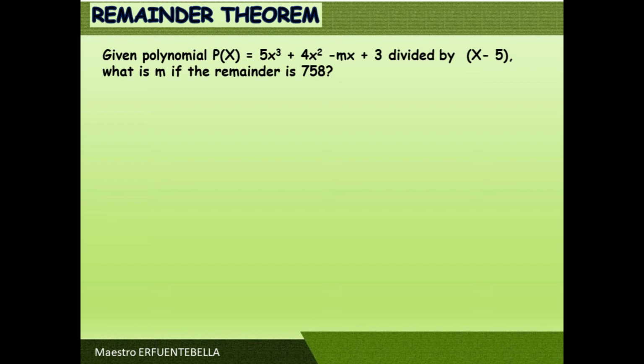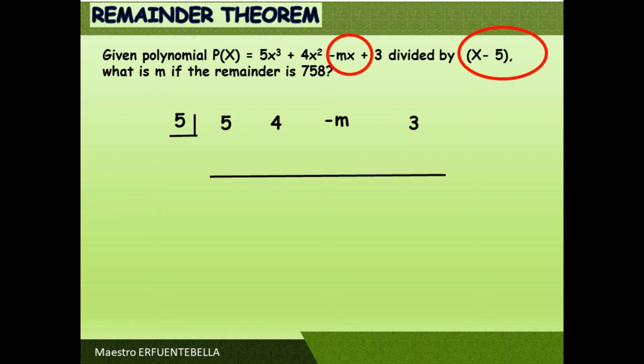So this time the remainder is given and the missing value is the numerical coefficient of the linear term, which is m. So how to find that? The same, we will use synthetic division, where our r is 5, from x minus 5 equal to 0, so x equals positive 5. And the numerical coefficients now are 5, 4, negative m, and 3. Okay, so let's divide now.